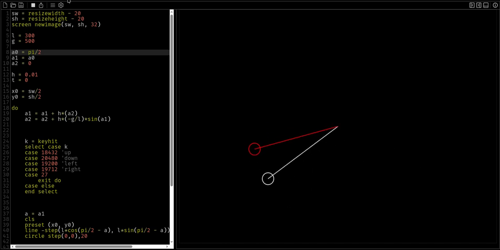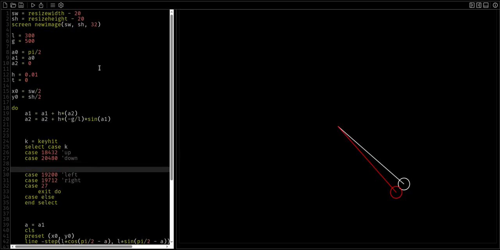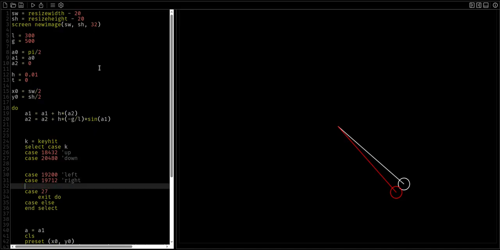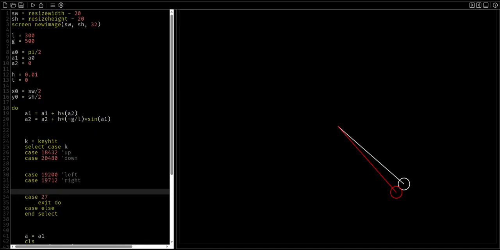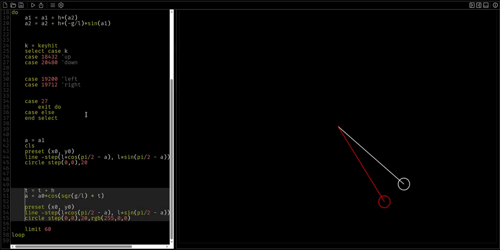So because this is ultimately game dev shit, I went ahead and introduced a bunch of keyboard controls to the main loop. So now we can start interacting with the pendulum. So let's begin by commenting out this bullshit.